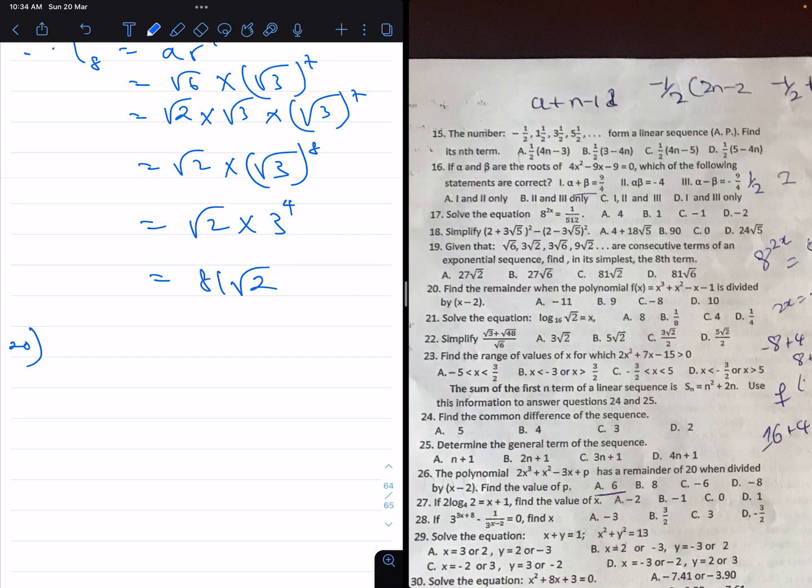Now let's go. Find the remainder when the polynomial is divided by the given expression. We've not done polynomials, that's why I'm skipping that. Yes, sure. You do that, I'll be back in a sec. Okay. Hurry on.